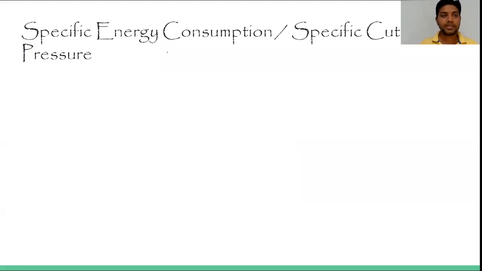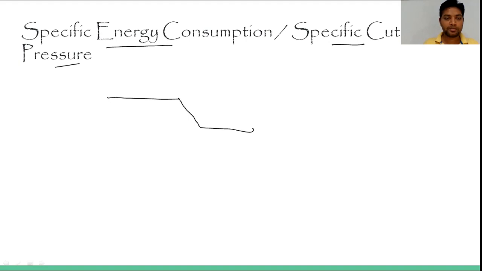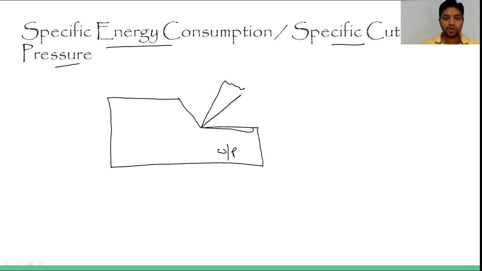So first is the specific energy consumption and the specific cutting pressure. For this concept, I'm using this very simple figure that we have used a lot of times previously. Just assume that this is a workpiece, and here we are using a single point cutting tool. This is the tool, and the chip is coming out in this direction.